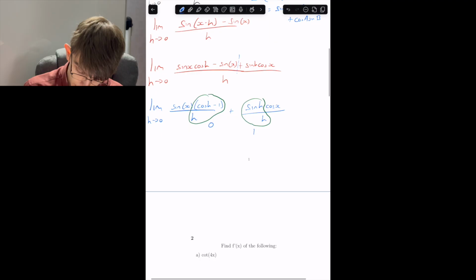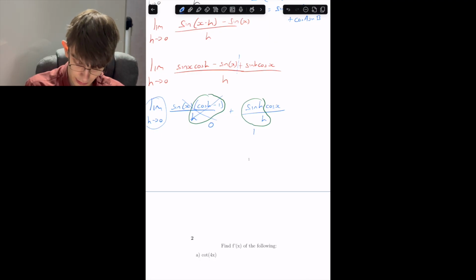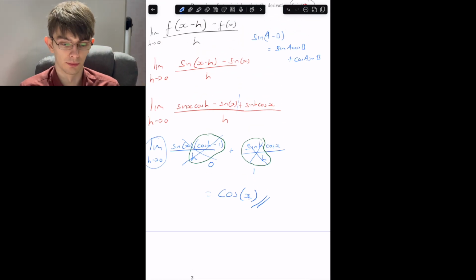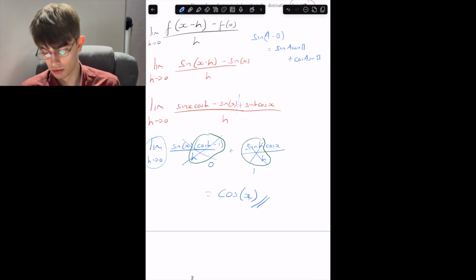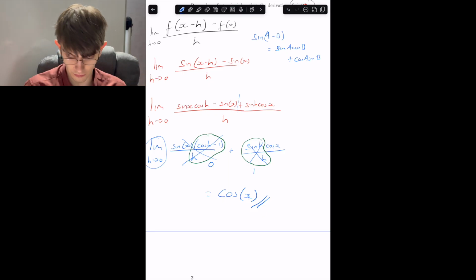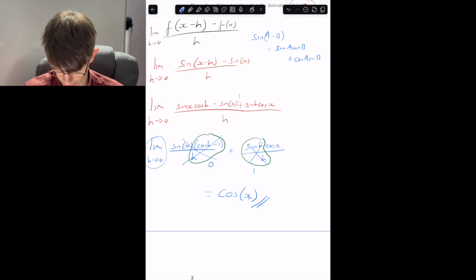And this leaves us with, that's my limit taken care of. Well, this thing disappears because it's multiplied by 0. This thing becomes 1, and I just end up with cos of x. And that is how I prove the derivative of cos from first principles of sine. Again, if you want more information on those approximations, check out my video entitled Differentiating Sine and Cos. Not that hard to find.